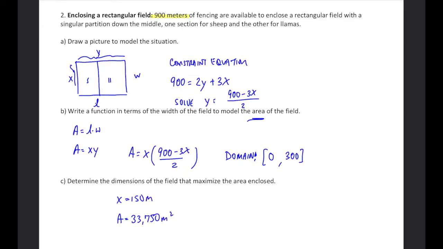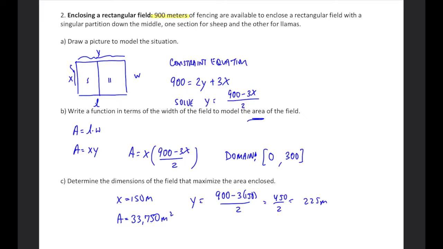Now with that, if we know our x value, we can find our y. Y was 900 subtract 3x divided by 2. So that's 450 divided by 2. And that gets us 225 meters for our width, our length.